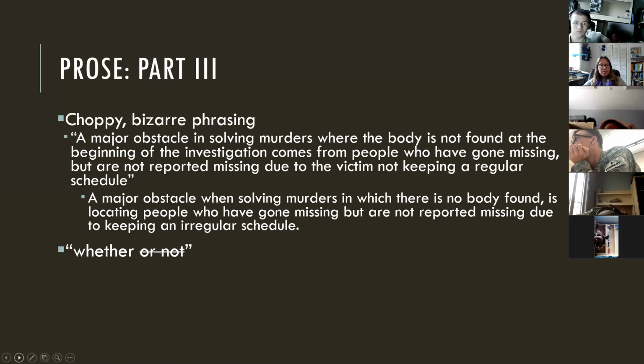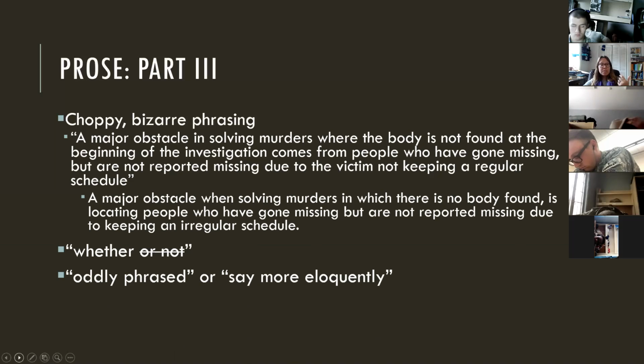Whether or not, that is always grammatically incorrect. You can just say whether. Most people say whether or not when they're talking, but when you are writing, whether or not is always grammatically incorrect. And if you try it out, it makes sense. So if you're saying, it depends on whether or not the victim was missing, it depends on whether the victim was missing. It means the same thing. So you never need to say whether or not in a paper.